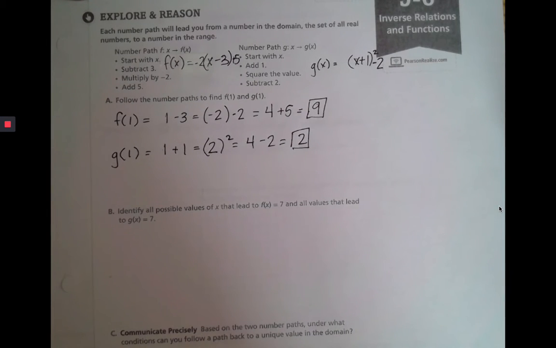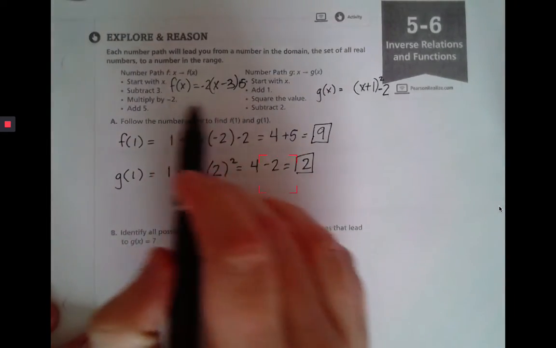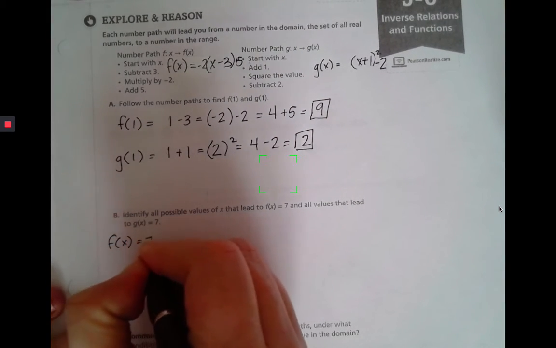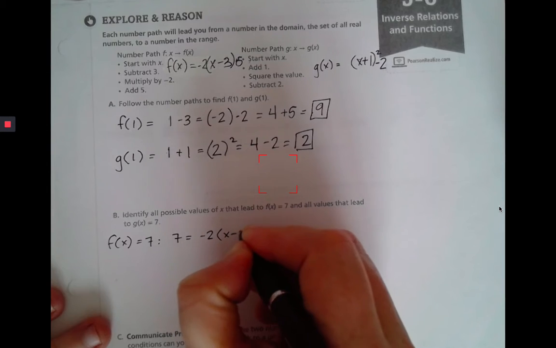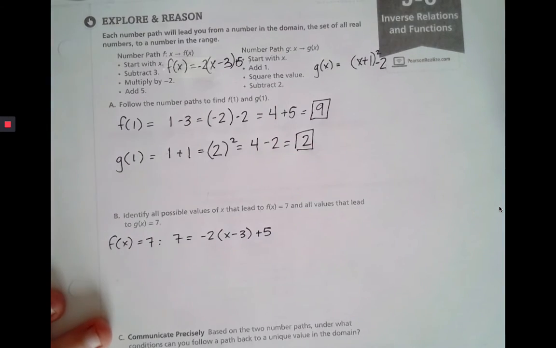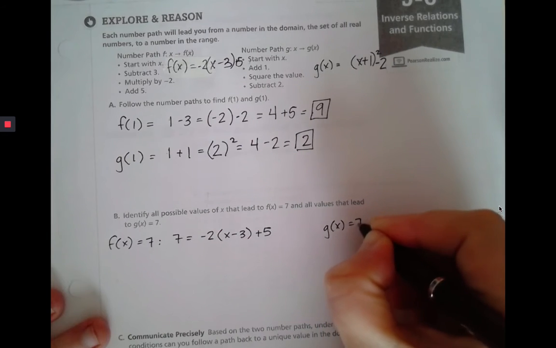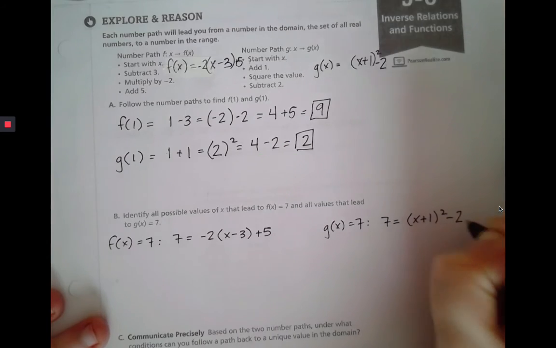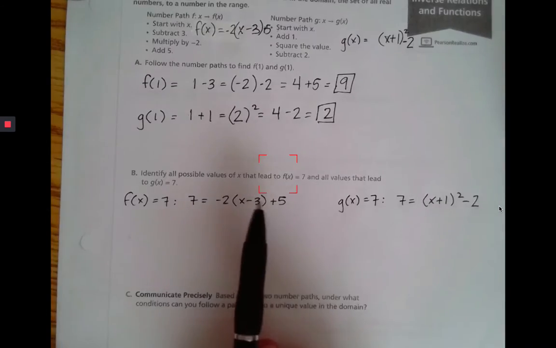So now they want us to identify all possible values of x that lead to f of x equaling 7. So we came up with this equation. So now we got to let f of x equal 7. So we're going to say 7 equals negative 2 times x minus 3 plus 5, and we're going to solve for x. We're going to do the same for g, so let g of x equal 7. So 7 is going to equal x plus 1 squared minus 2.